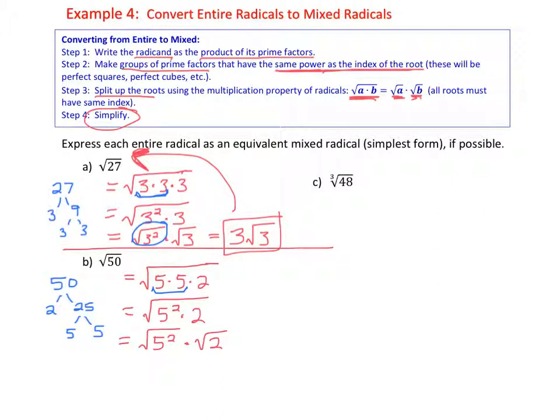And the square root of 5 squared will simplify, because it's our perfect square, to 5. And then the square root of 2 we leave because it doesn't simplify anymore, and that is our simplified mixed radical.